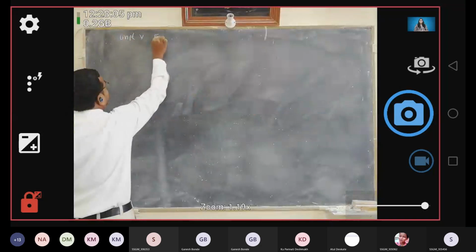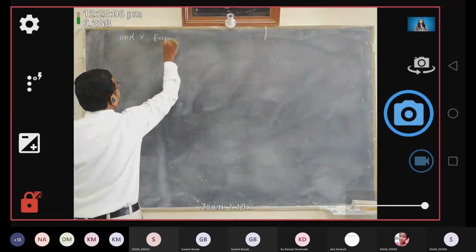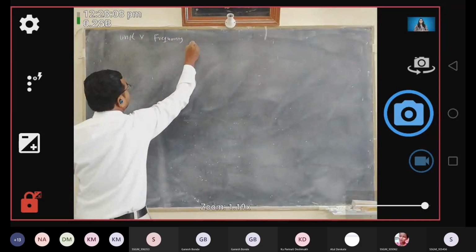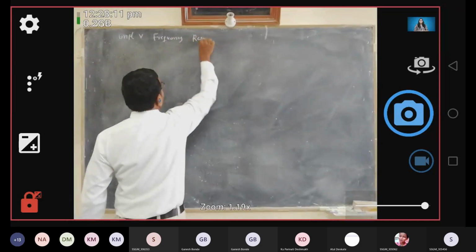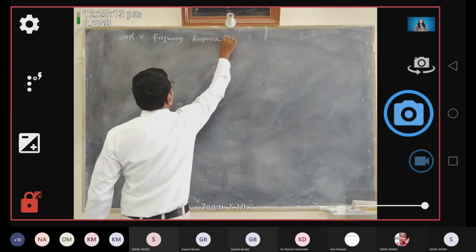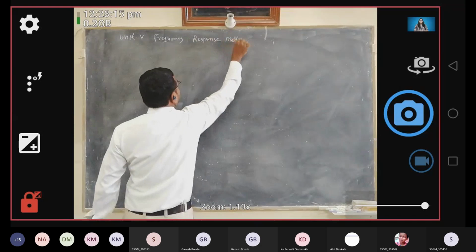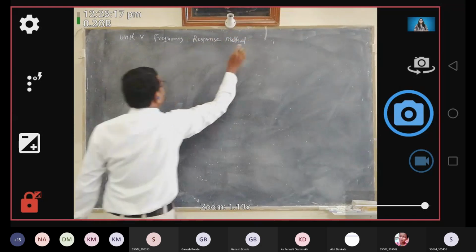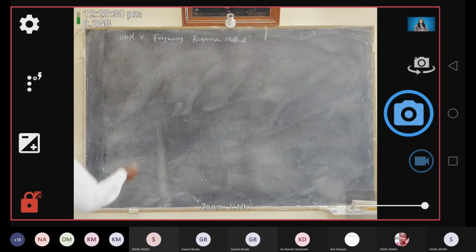Unit 5, frequency response method. In this unit, we are going to study two methods. One is the polar plot method, and the second one is the Bode plot method. Before discussing that, what do we mean by frequency response?